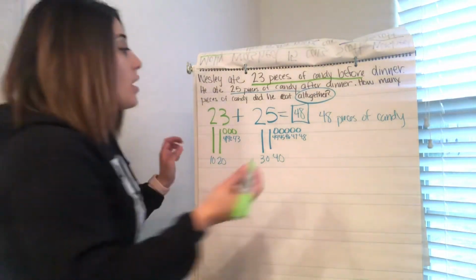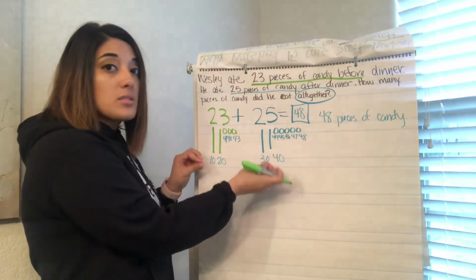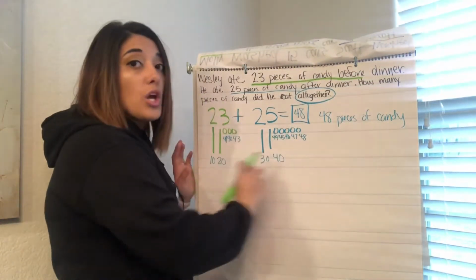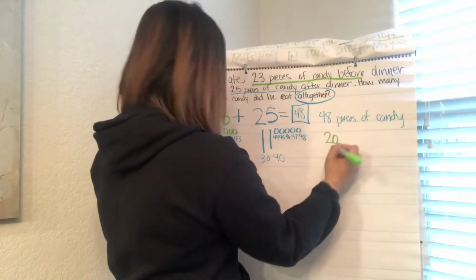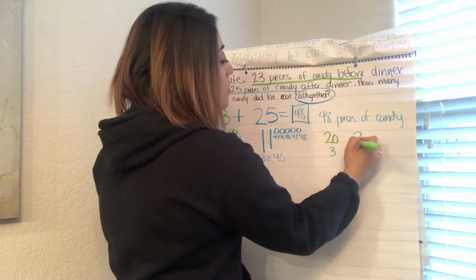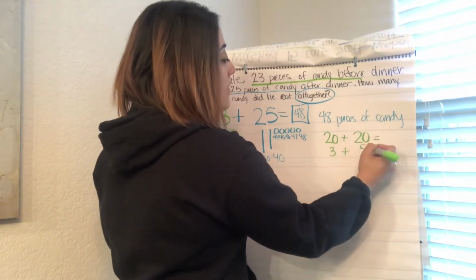Okay? Another strategy that you could see your kiddos may do is combining same units, the 10s and the 1s. I always want you guys to think about how this story and this strategy goes into the next strategy. So if you look here, we have 20 plus 3, then 20 plus 5, and I'm going to add the 10s and the 1s together.